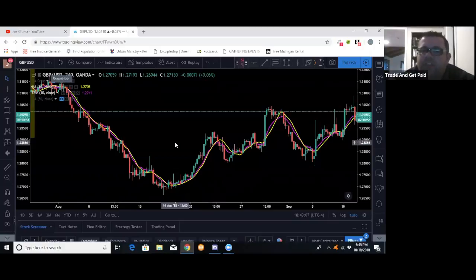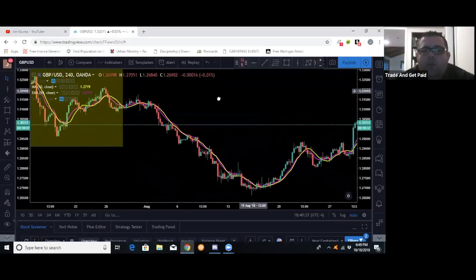We don't want to just go, well, it's above, let's buy. Well, it's below, let's sell. No, that's not how it works. We need confirmation. We need something that's going to teach us and confirm to us what's really going on in the market. That's why an EMA and an SMA work so well together.